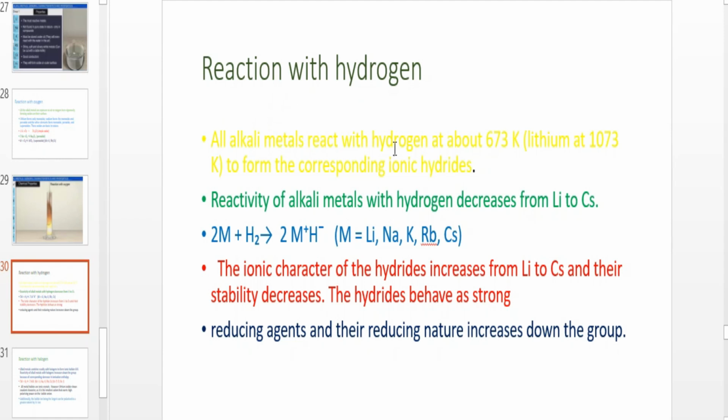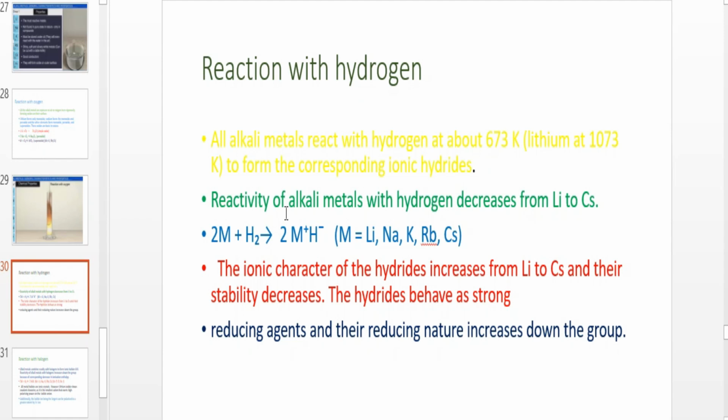Then, reaction with hydrogen. All alkali metals react with hydrogen at about 673 Kelvin except lithium. Lithium requires 1073 Kelvin to form the hydride, whereas the other members of this family require 673 Kelvin to form hydrides.